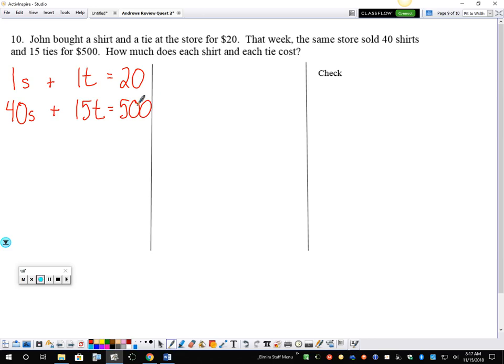So we're trying to figure out the cost of each shirt and tie. Well, I'm seeing that I have equations in standard form. So I don't have anything that's the same number and one of them is negative, so I'm going to have to multiply one of the equations by a number in order to make it so I can cancel.